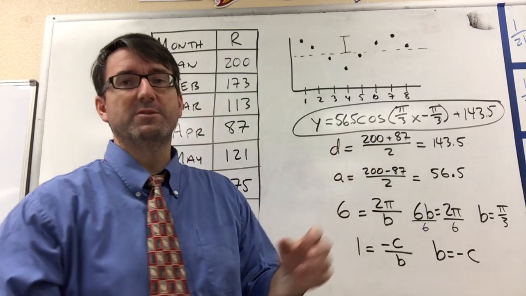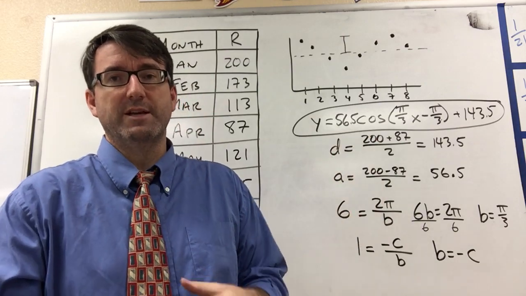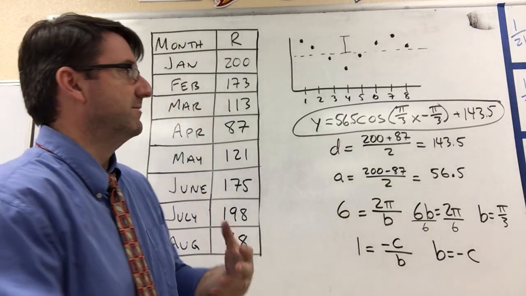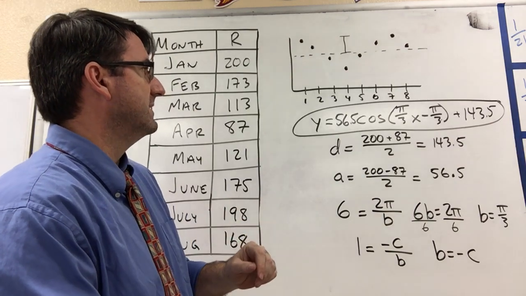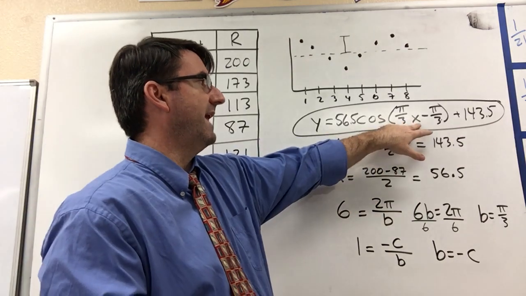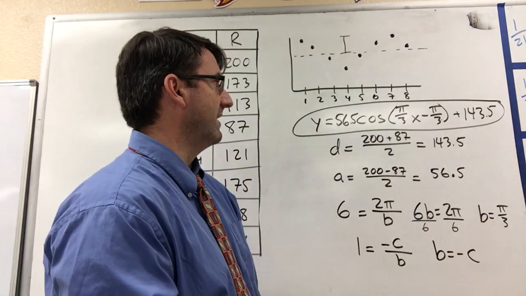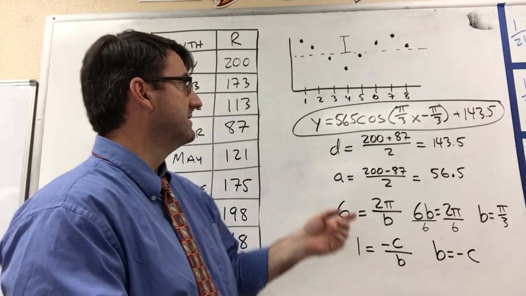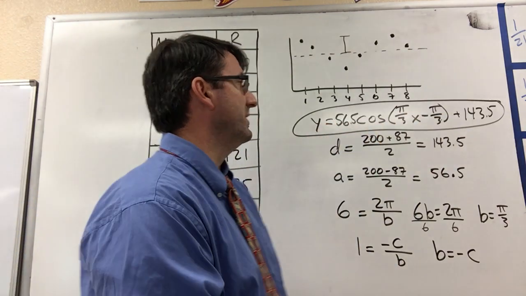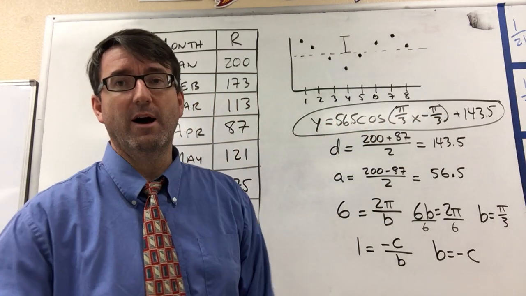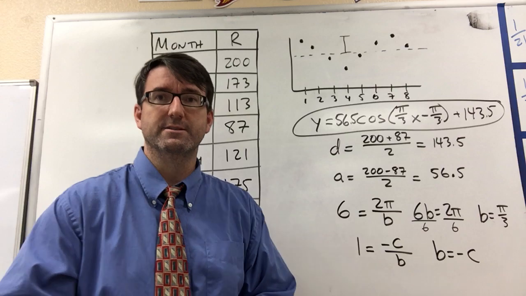And then part B of this question says, figure out how many reservations we can expect in the month of November. So all we have to do there is just plug in 11 for x. And if we plug that into the calculator, as long as we're in radians, we should get an answer of about 115 reservations in November.